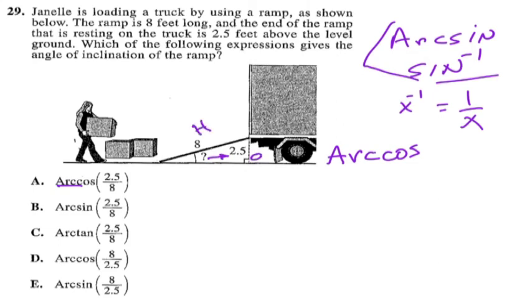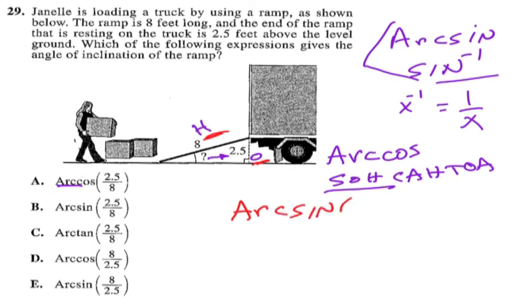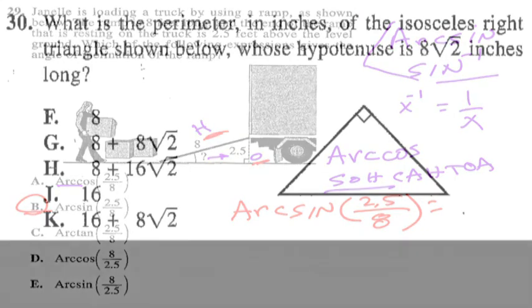This is my hypotenuse. So I'll look at my SOHCAHTOA function, and you notice that sine is the one that has opposite and hypotenuse in it. They gave me opposite and they gave me hypotenuse, so that's the two I need to use. I'm going to be using the arc sine of, and now it's opposite 2.5 over 8 is equal to what I'm looking for, and that makes the answer B for number 29.